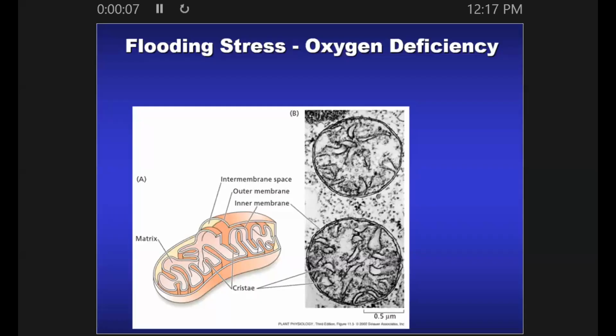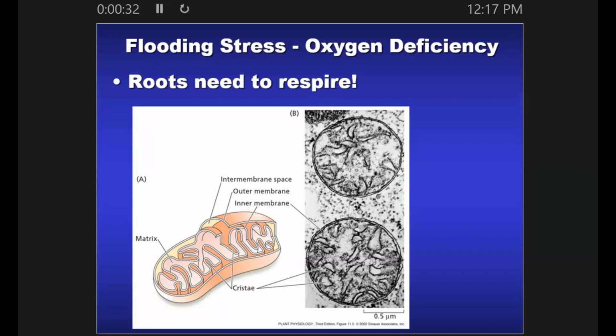So the big thing to think about with flooding is the roots, those poor roots. Roots need to have oxygen, just like we need oxygen. They have their own version of doing aerobic respiration. And if you can't get oxygen to the roots, they will start to die. And obviously, if the roots start to die, the whole plant is at risk.